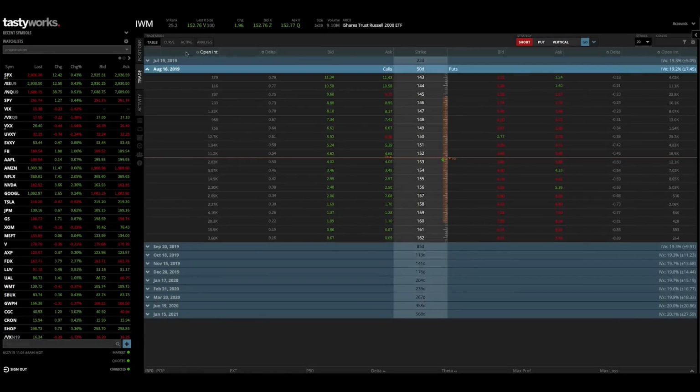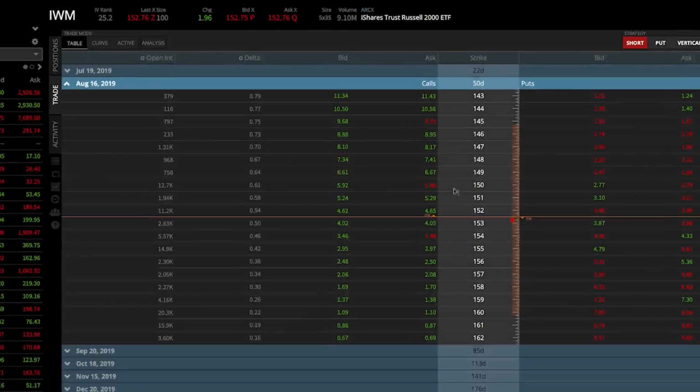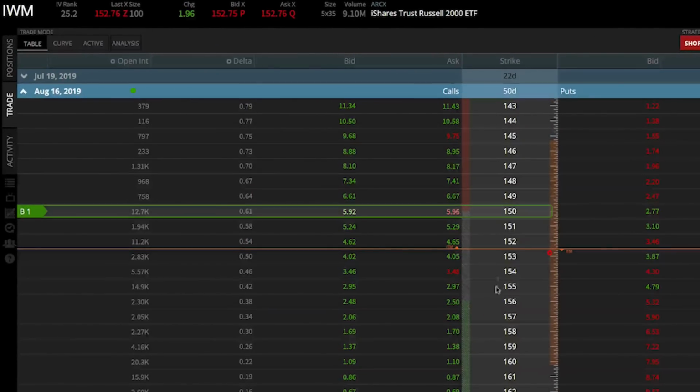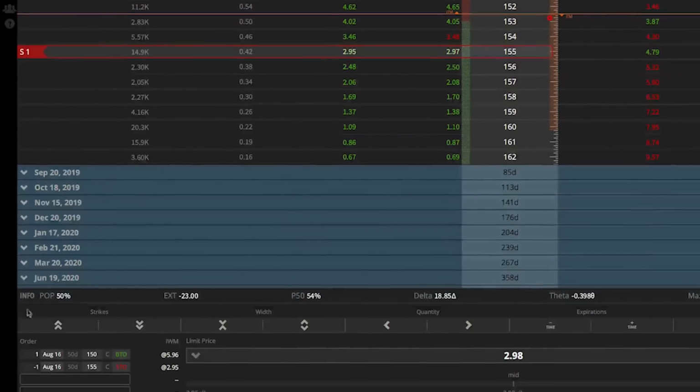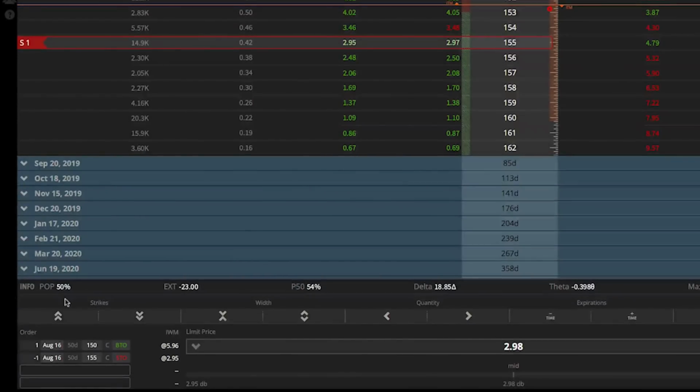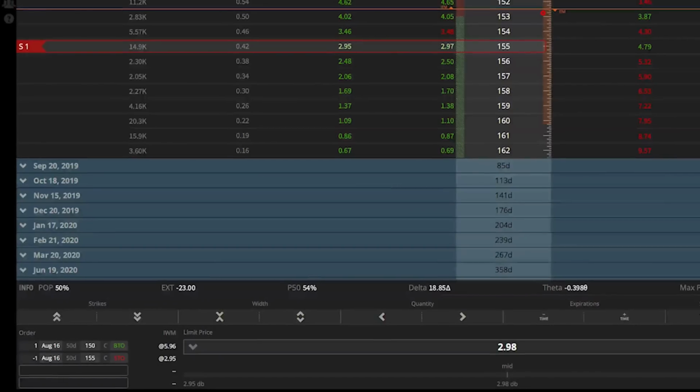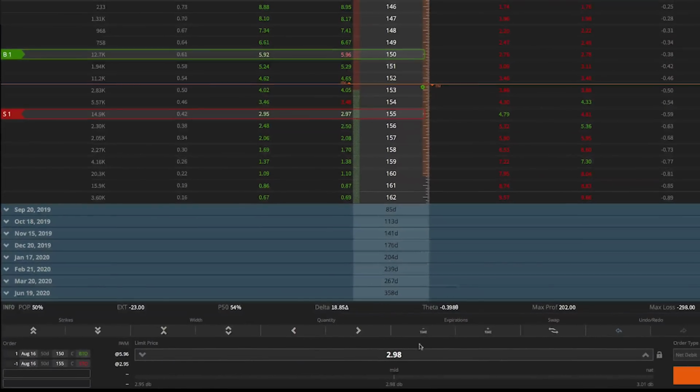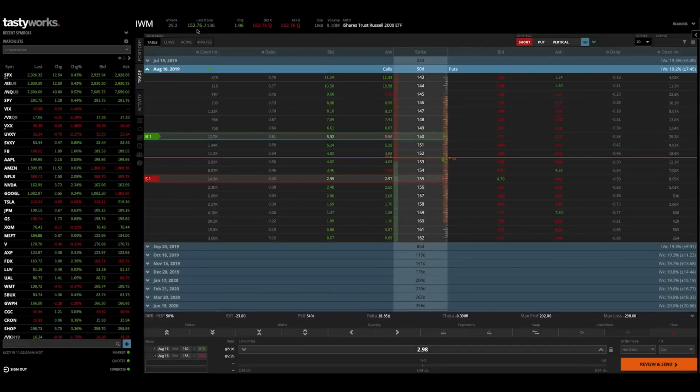So an example of that with IWM at 152.77 would be to buy the 150 call option and sell the 155 call option, in which case we can see the probability of profit is estimated to be about 50%, and the break-even price in this particular example would be 150 plus 2.98, which is 152.98, and that means the break-even price is about 20 cents higher than IWM's current price of 152.76.